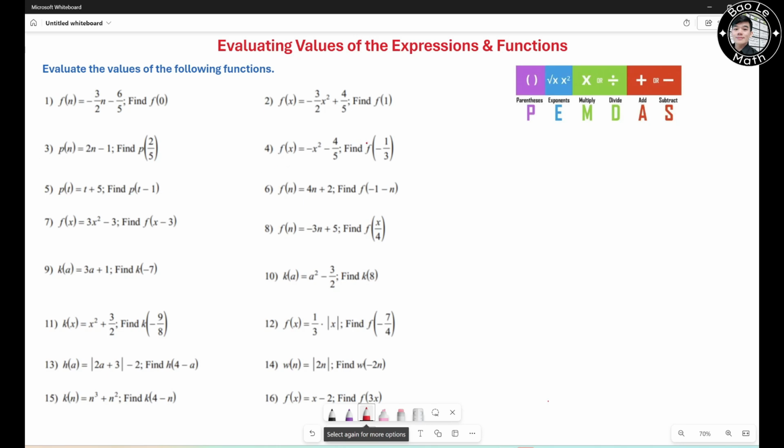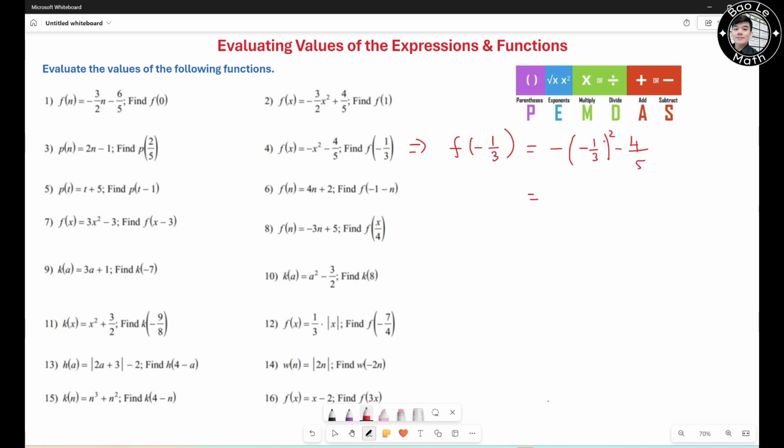Now question number 4. We need to calculate f of negative 1/3. So we substitute negative 1/3 for x squared right here. Now be careful with the negative sign right here. In order to substitute negative 1/3 for x squared, I need to put parentheses. I put negative 1/3, close parentheses, square, like that. Keep that in mind. Minus 4 over 5.